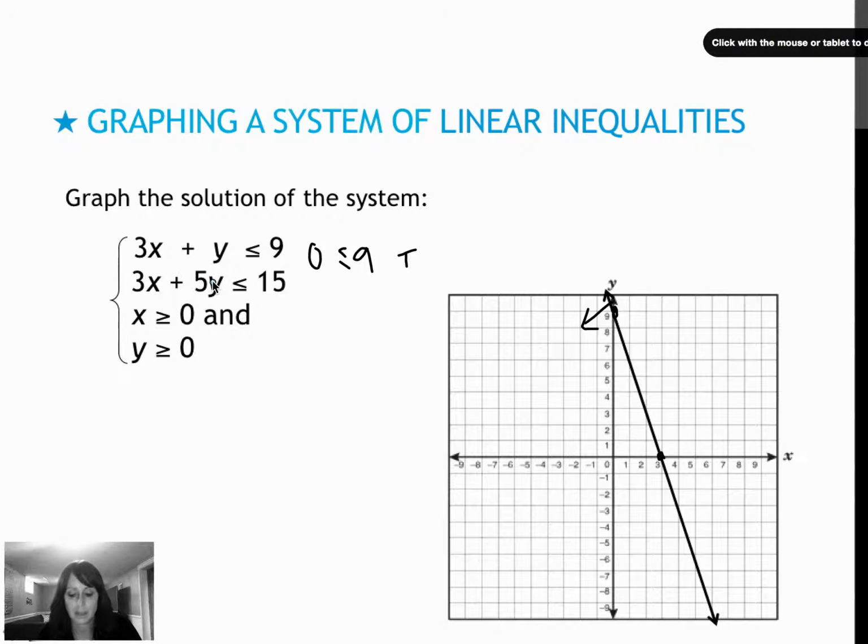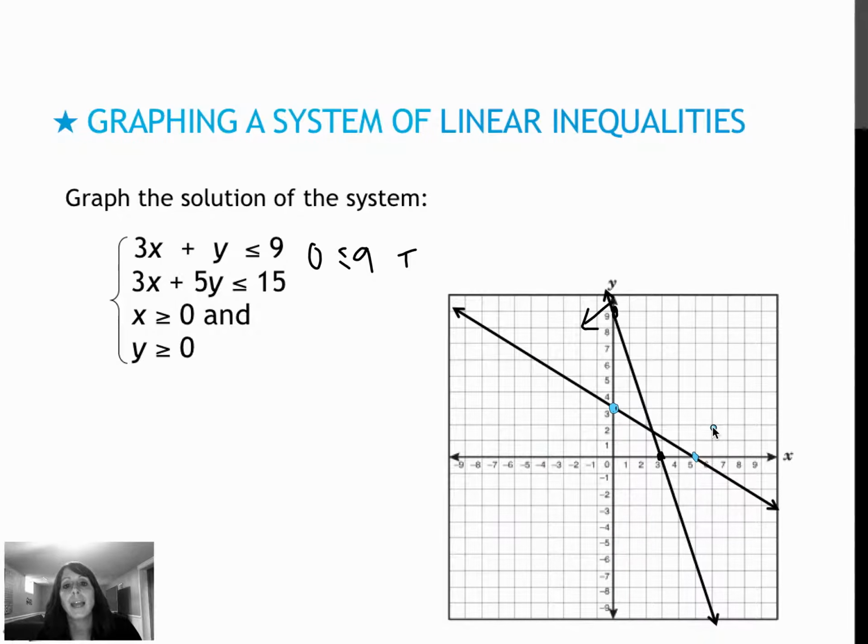For my next inequality, I would again use the cover-up trick to get 5y equals 15, so y is 3. Cover up the 5y to get 3x equals 15, so x is 5. I would connect those dots and again use a test point of 0, 0 to get 0 is less than or equal to 15, also true, which means this would be shaded towards 0, 0 as well.